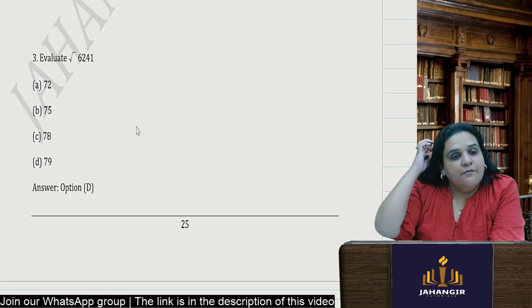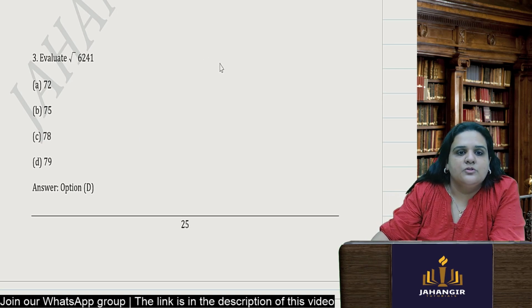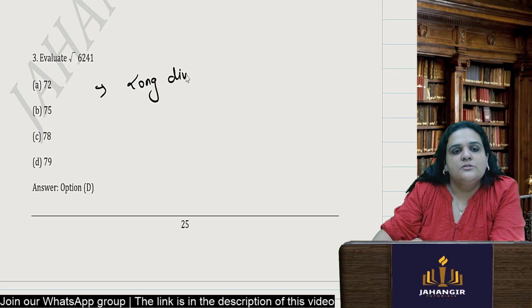Evaluate the square root of 6241. So you can do this with the help of the long division method. Okay, so you can solve this as homework.